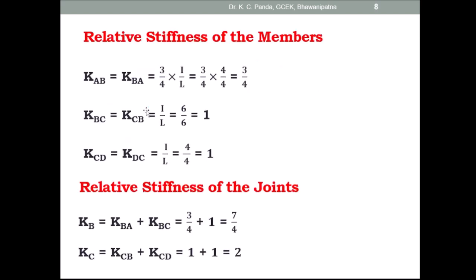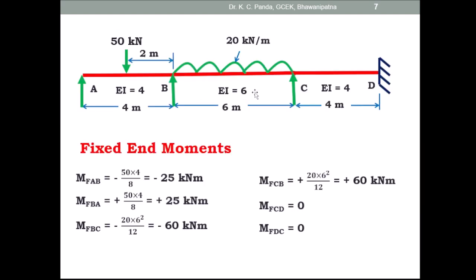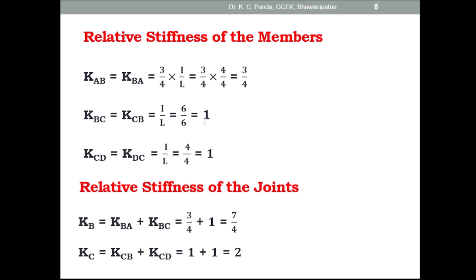So find out the relative stiffness of the members. KBA is equal to 3 by 4 into I by L, 3 by 4 into 4 by 4, is equal to 3 by 4. Then KBC is equal to KCB is equal to I by L. For BC span, I is equal to 6. So 6 by 6 is equal to 1. Here for CD span, KCD is equal to KDC is equal to I by L. But I is given for CD span as 4. So 4 by 4 is equal to 1. So this is the relative stiffness of the members.